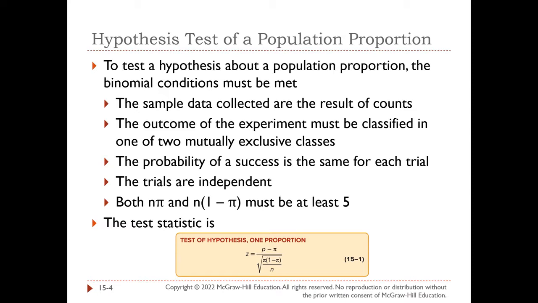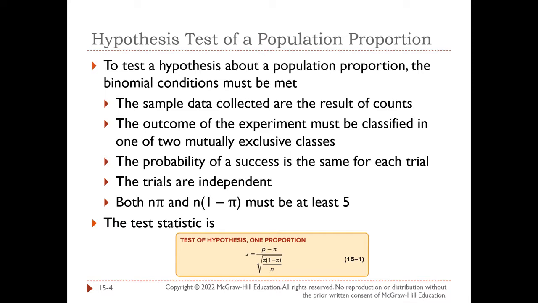So now we get to test this. For the test of hypothesis about a population proportion, the binomial conditions must be met. The sample data collected are the results of counts. The outcome of the experiment must be classified in one of two mutually exclusive classes. The probability of a success is the same for each trial. The trials are independent. Both n times pi and n times 1 minus pi must be at least 5.